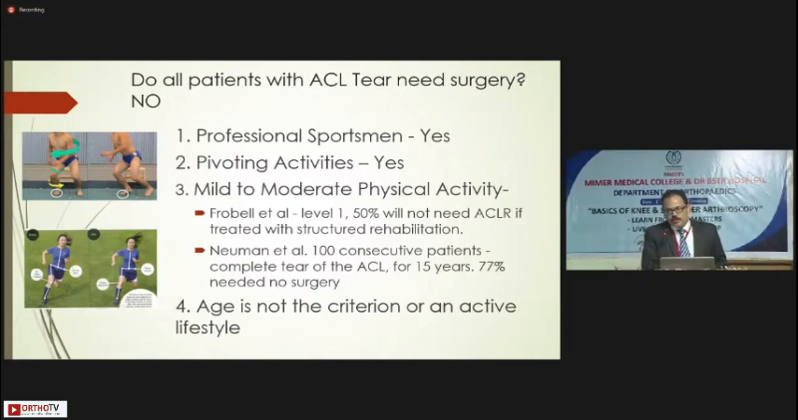Now these are two papers. Mild to moderate physical activity. Now, Frobell et al. is a level 1 evidence. 50% will not need surgery if treated by a structured rehabilitation protocol. This is very, very important. Just don't leave the patient. Give him a rehab protocol.